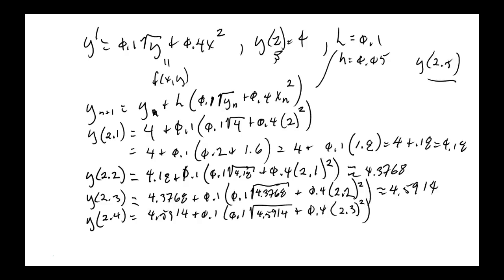4.5914 plus 1 times, parentheses, 1 times the square root of 4.5914. I got one answer. Say again? It's 4.8244. Okay, let's see what the book got.